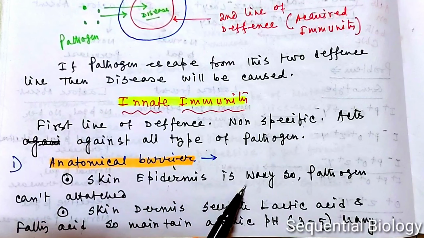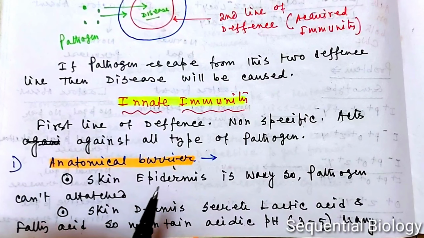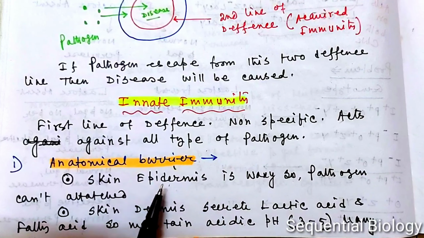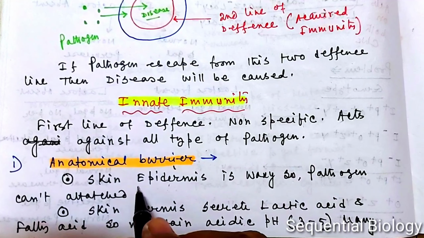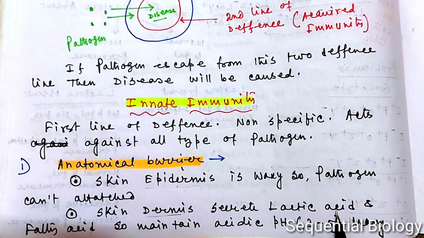The outer layer of the skin is known as the epidermis, and it is waxy, so pathogens cannot attach to it. Most pathogens cannot attach to the skin because the epidermis is waxy. Apart from this, just below the epidermis the dermis is present, and this dermis secretes lactic acid.